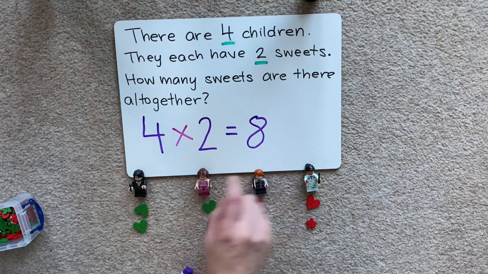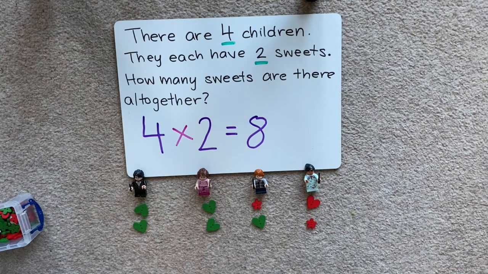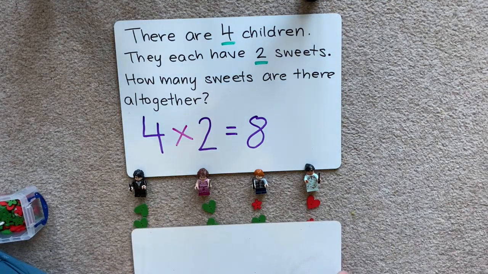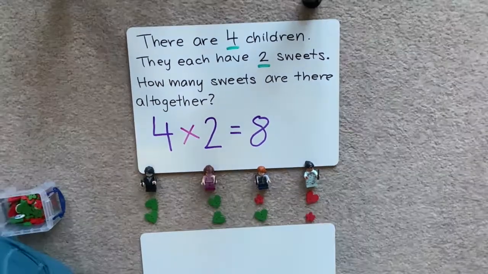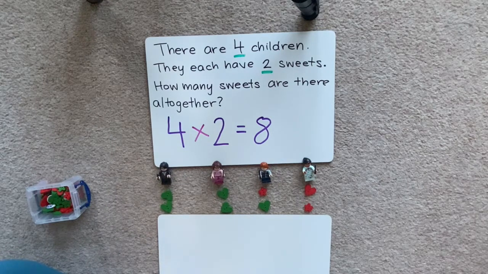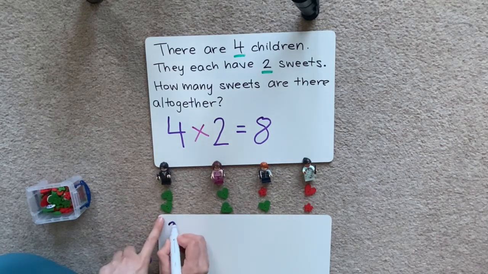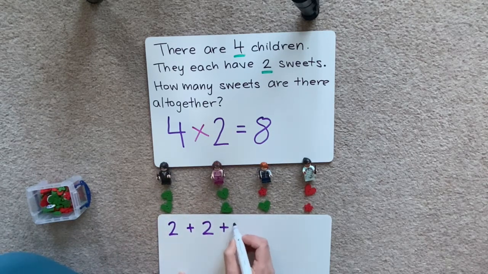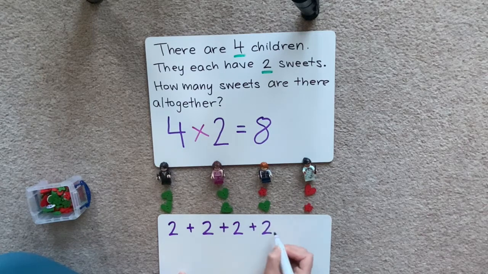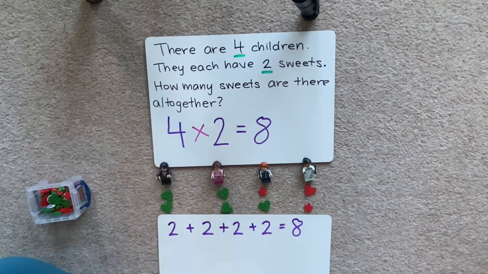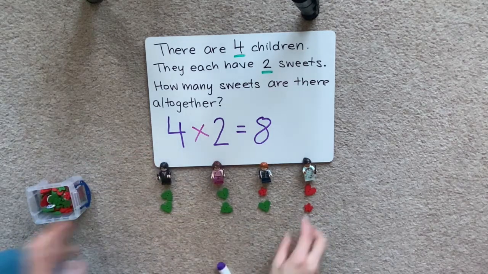Well done. Now, what would this look like as a repeated addition number sentence? I'm going to move this out of the way. Can you see that if I put it here? Just about. If I zoom out a bit. There we go. Now you can see it a bit. As a repeated addition number sentence, it will be 2 plus 2 plus 2 plus 2 equals 8. So these two are the same. I'm going to do one more example.